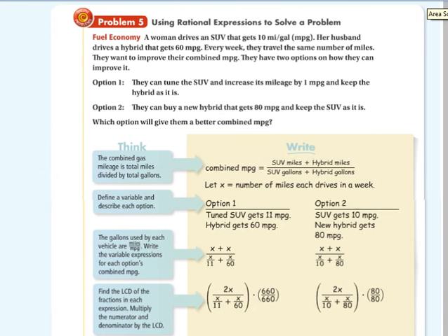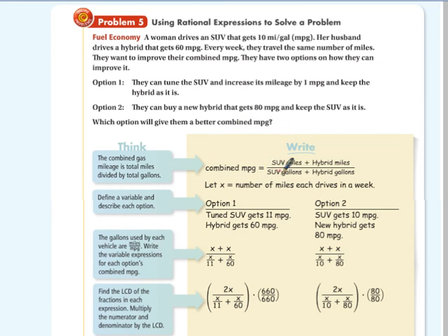Using a rational expression to solve a problem. So here's all this big equation about a woman driving an SUV that gets 10 miles to the gallon. Her husband drives a hybrid. Every week they travel the same number of miles. They want to improve their combined miles per gallon. They have two options on how they can improve it. One is they can tune the SUV and increase its mileage by 1 and keep the hybrid as it is, or they can buy a new hybrid that gets 80 and keep the SUV as it is. So which option gives them a better miles per gallon?